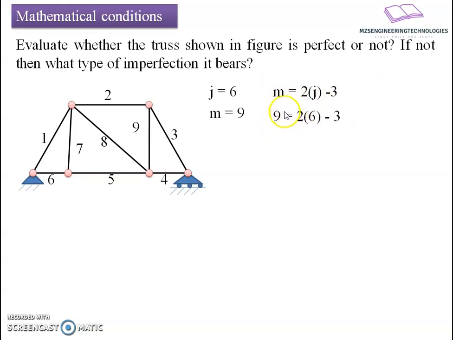If I substitute the values here, 9 members, 2 into the number of joints, which is 6, minus 3, it gives 9 equals 9, meaning both sides of the equation are balanced. Then I am going to say the truss is a perfect truss.